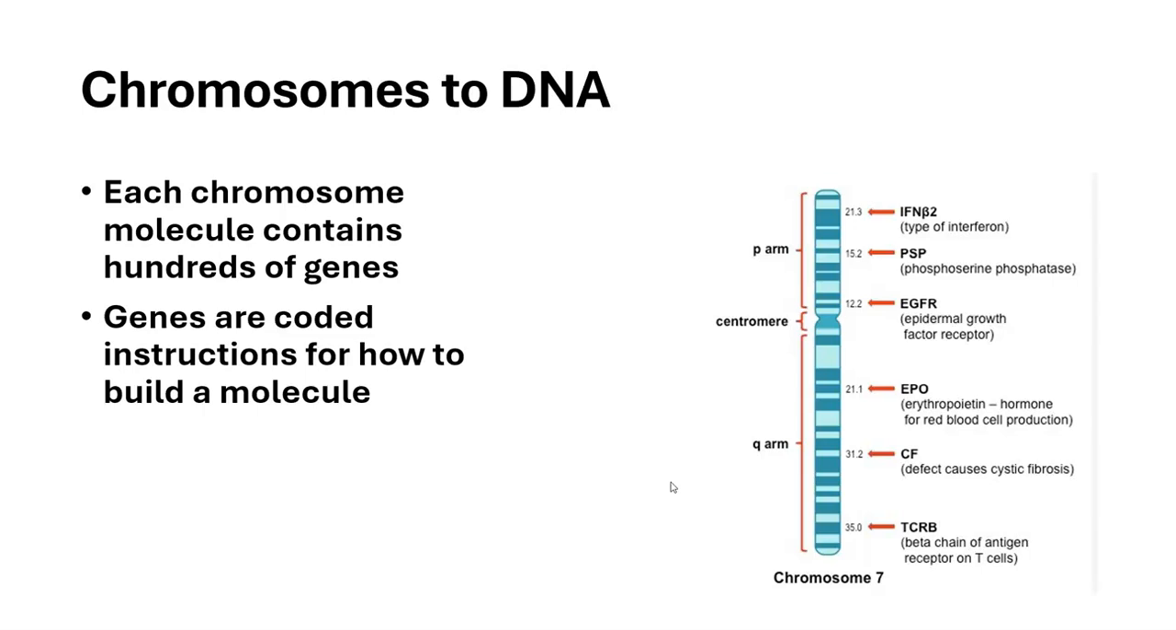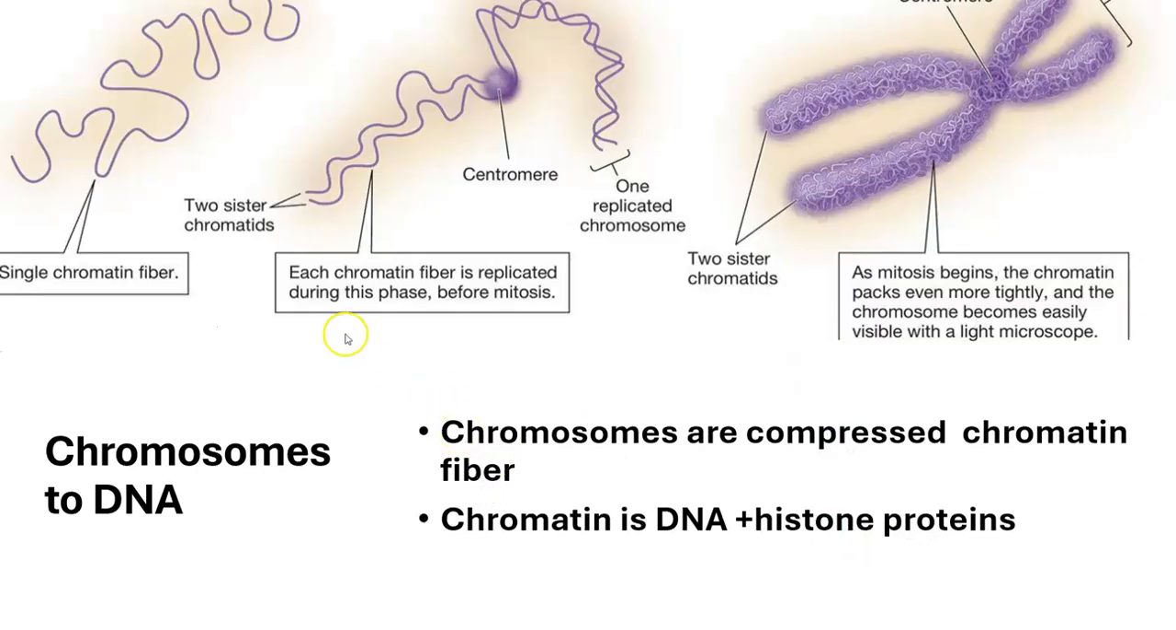And these genes carry the instructions on how to build different types of molecules. That's what we'll be talking about in the next couple of little mini lectures: how do we go from that gene to the actual production of a molecule. So these chromosomes, as I said, are all coiled up. It's basically what we call chromatin that has been coiled into a chromosome.